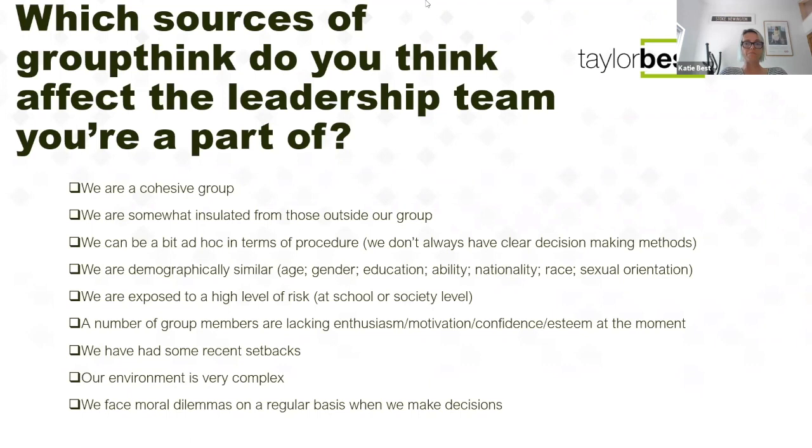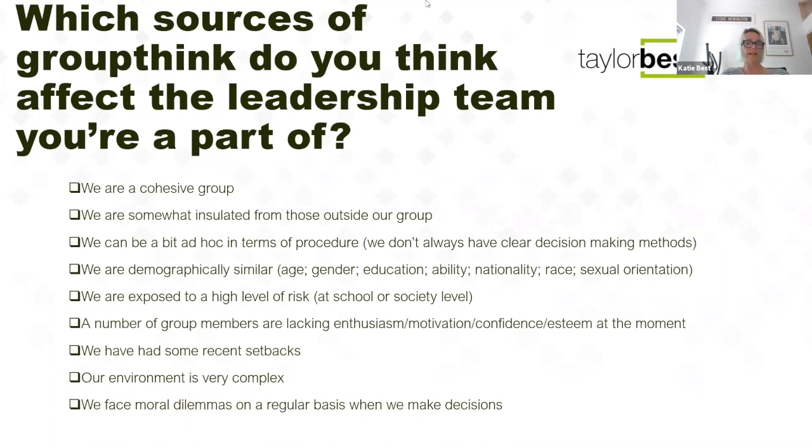the qualities that make a group good in some ways are also the qualities that lead to groupthink. So being cohesive, for example, that can be really good for other elements of teamwork, but it's a problem for groupthink. And also having a complex environment or being exposed to a high level of risk. The conversations that I've had with school leaders recently, those 2 things are true almost universally.